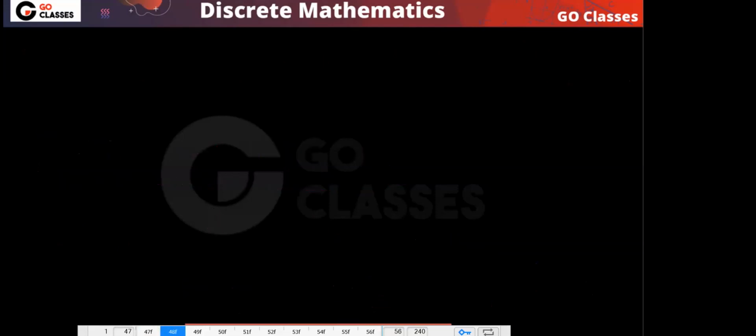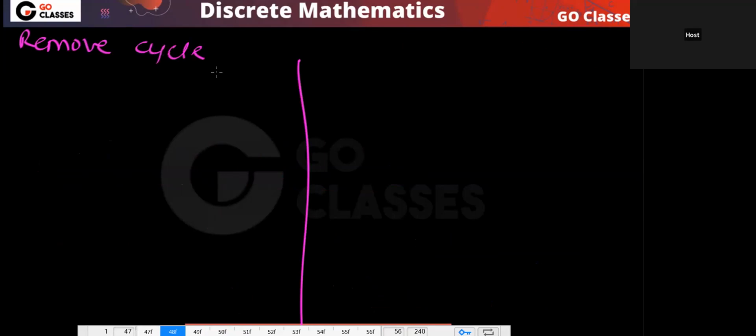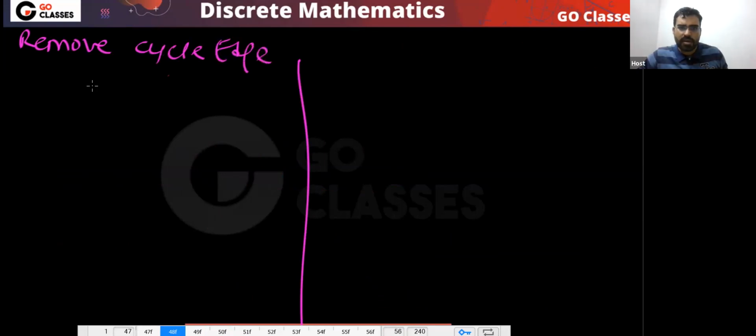Why? What is the reason? Because of the edge that you are removing. Just think about it. If you remove a cycle edge, then what will happen? And if you remove a non-cycle edge, then what will happen?